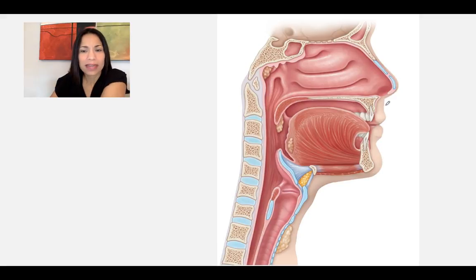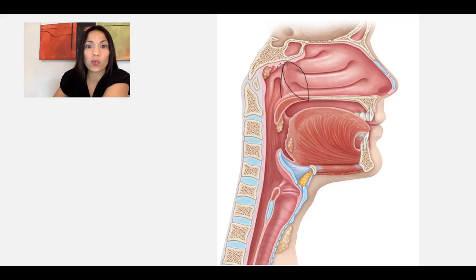Let's describe now the pharynx. We said that the nasal cavity ends at the level of the internal nares. That's the end that connects the nasal cavity with the nasopharynx.